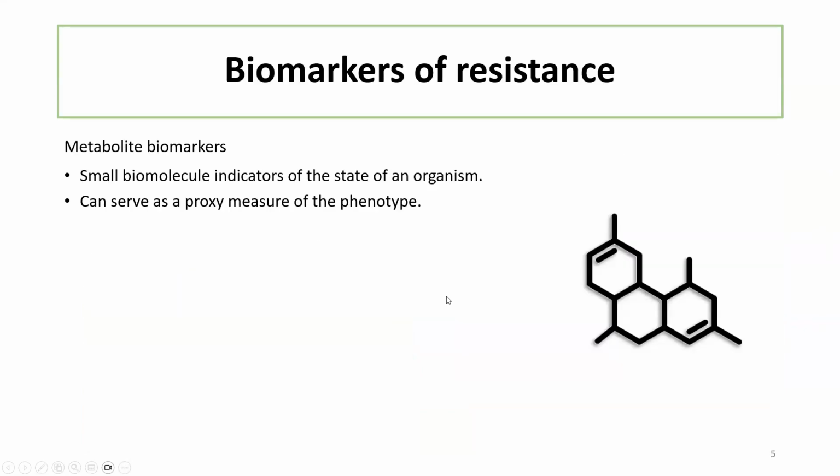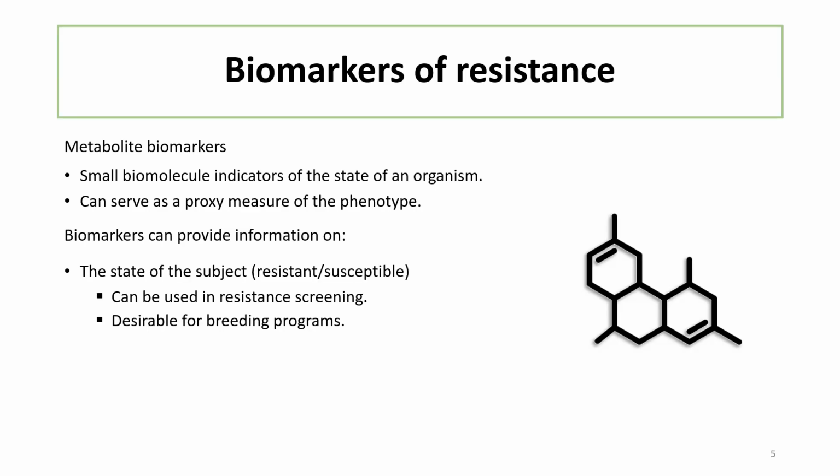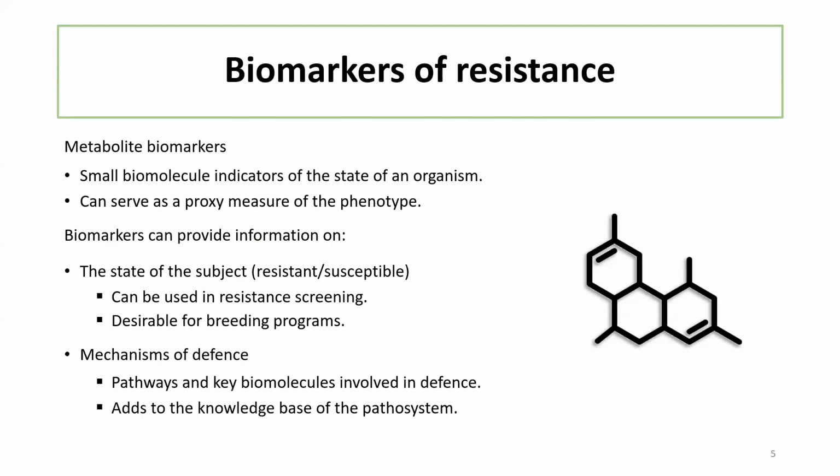So to deal with those issues of inoculation trials, we want biomarkers of resistance. As I mentioned, our group focuses on genetic ones, but I'm looking at metabolite biomarkers, which are small biomolecule indicators of the state of an organism. And they can serve as a proxy measure of the phenotype. In this case, the phenotype would be that lesion length that we see. And they can provide information on the state of the subject. The one relevant to us is whether the tree is resistant or susceptible, which means it can then be used in resistance screening, and that is desirable for breeding programs.